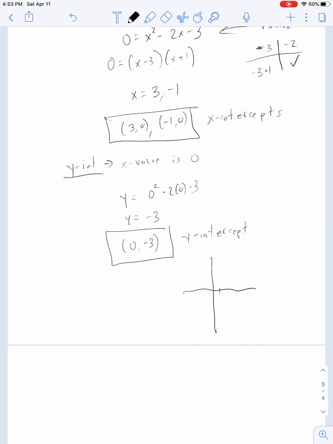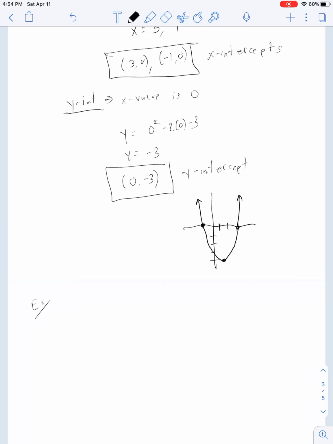We can graph this now. We found our vertex to be 1, negative 4. And we have 3, 0 and negative 1, 0. So we can graph it like that as well, right? So finding these intercepts is another way of doing it.